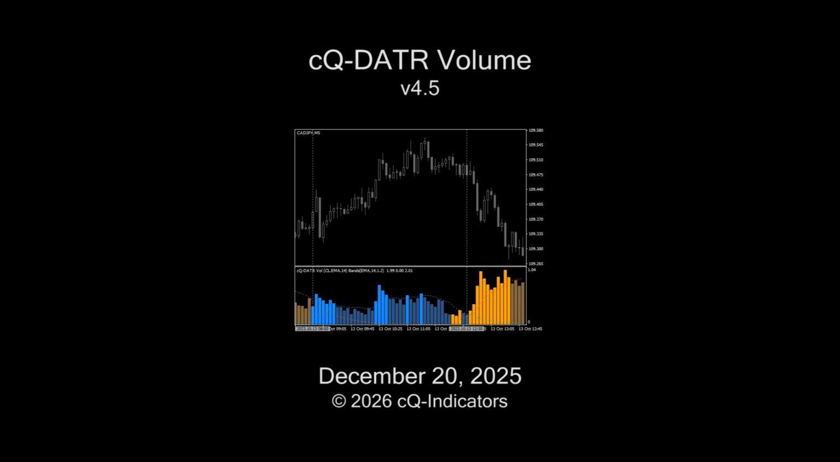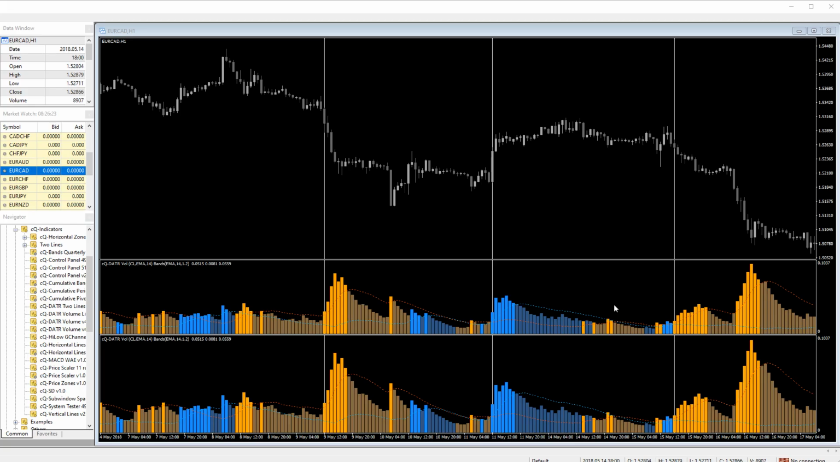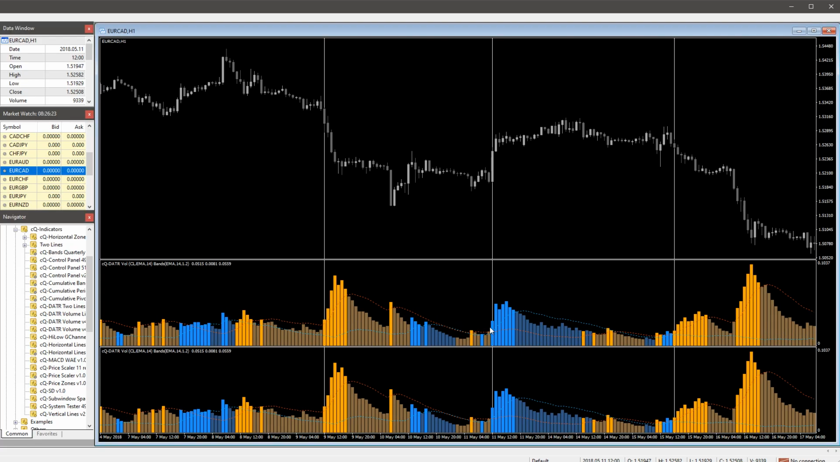This video is going to be about the cQ-DATR volume indicator version 4.5. This is the indicator, the no parameters version. It's a volume indicator. If it's bright yellow, then there's enough down volume. If it's bright blue, then there's enough up volume. And in between, these darker orange colors mean not enough volume.